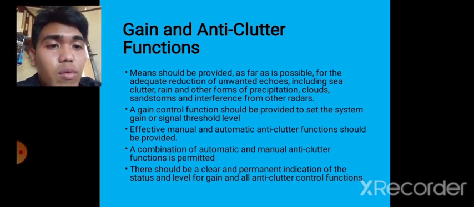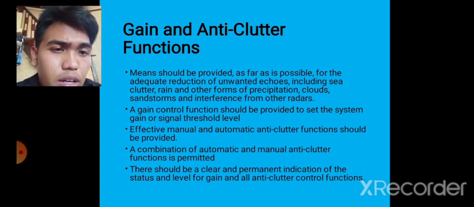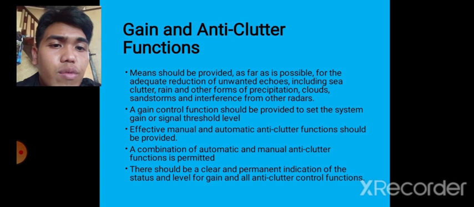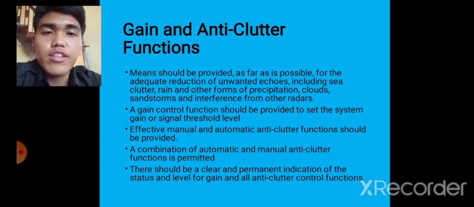That's why we have anti-clutter devices. Next, a combination of automatic and manual anti-clutter functions is permitted. So in every ship there should be automatic and manual anti-clutter functions. Next, there should be a clear and permanent indication of the status and level of gain and all anti-clutter control functions. So it is very understandable.